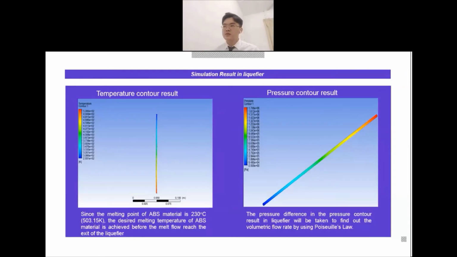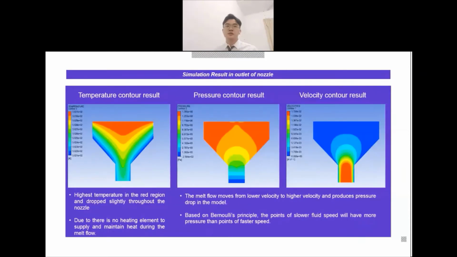The pressure difference in the pressure control results will be taken to find out the volumetric flow rates using Poiseuille's law. The temperature control, pressure control and velocity control are the simulation results at the outlet of the nozzles. As mentioned before, since the entrance of the nozzle is linked to the exit of the liquefier, the entrance of the nozzle recorded the highest temperature and dropped slightly throughout the nozzle in the temperature control results. This is because there are no heating elements to supply and maintain heat during the melt flow.